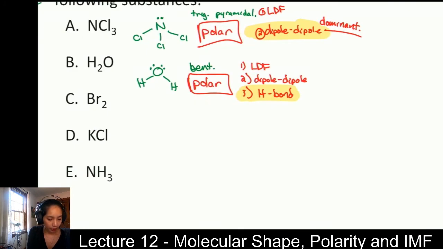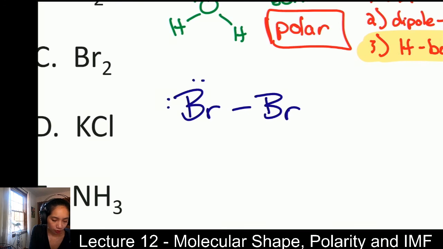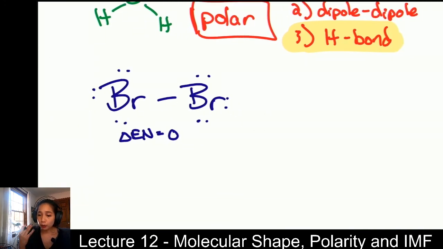Okay, let's keep going. So diatomic bromine. So bromine looks like this. Its Lewis structure has some lone pairs. It's linear. But if we calculate its bond dipole, it equals 0. So it is a pure covalent compound. So this is a nonpolar compound. We already talked about it being nonpolar.